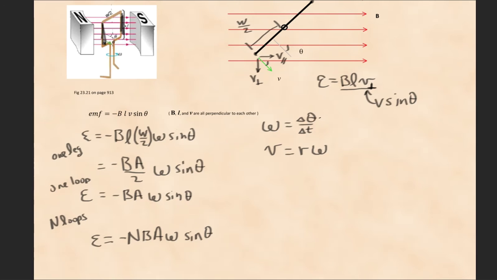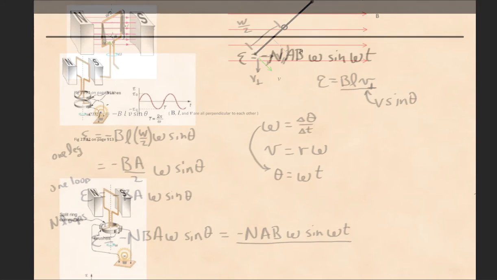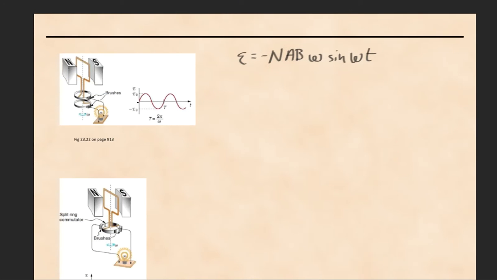And remember, because it's rotating, theta, if I take this equation and rearrange it, theta is just omega times time. And so this equation I can rewrite as NAB omega sine of omega t. And that relationship right there tells me what the EMF is as a function of time. So as this rotates, then the EMF executes a sine wave.